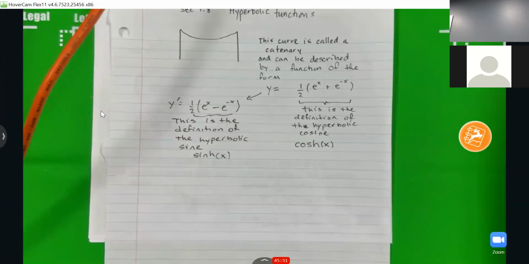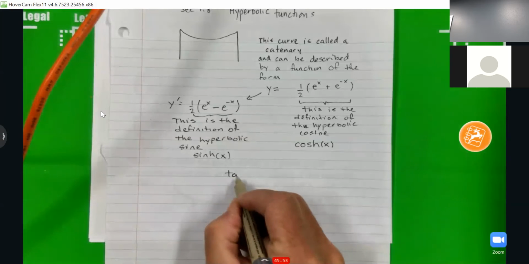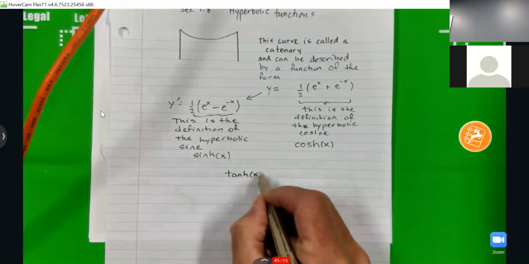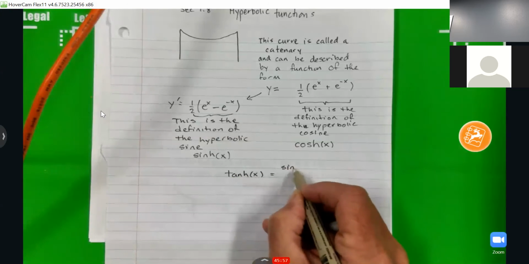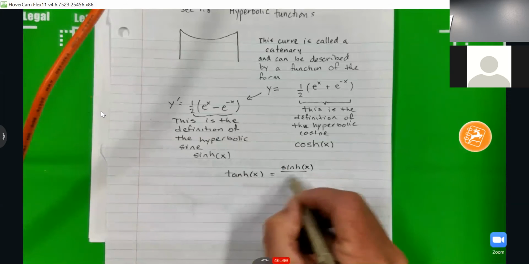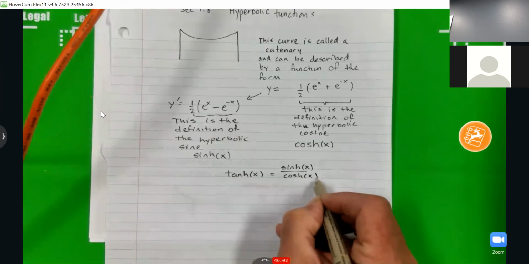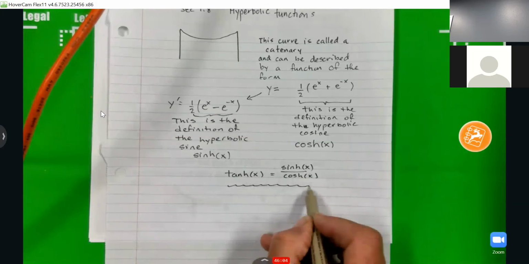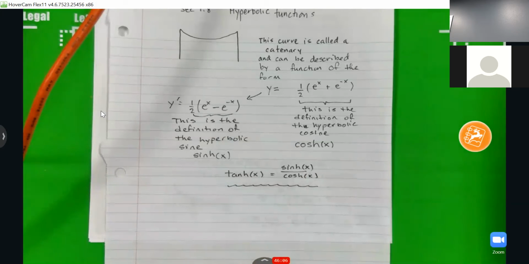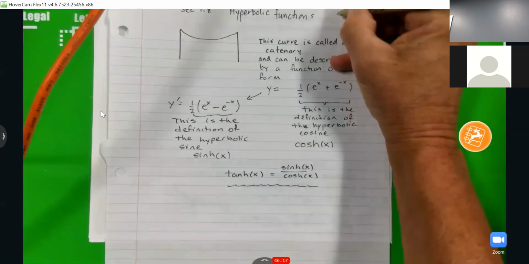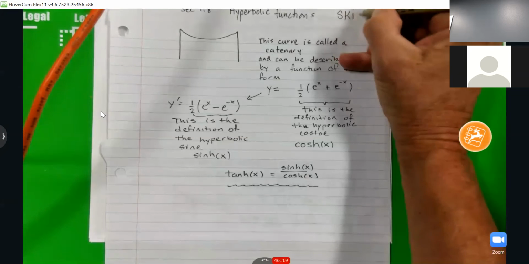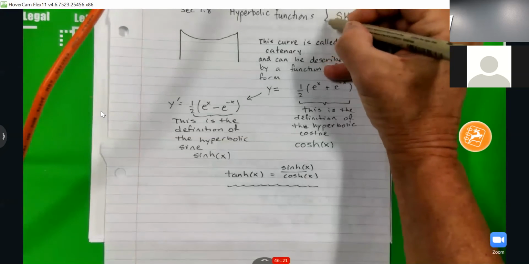So we skip this section, even though I'm going to mention that there is a hyperbolic tangent, which is the cinch over cosh. Maybe when you study partial differential equations, physics majors or engineering students, you'll see those again. Okay, so let's skip this section. It's nice to know that these other functions exist.